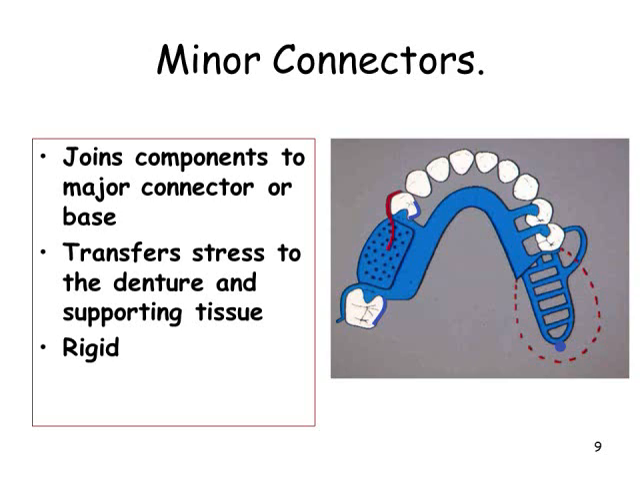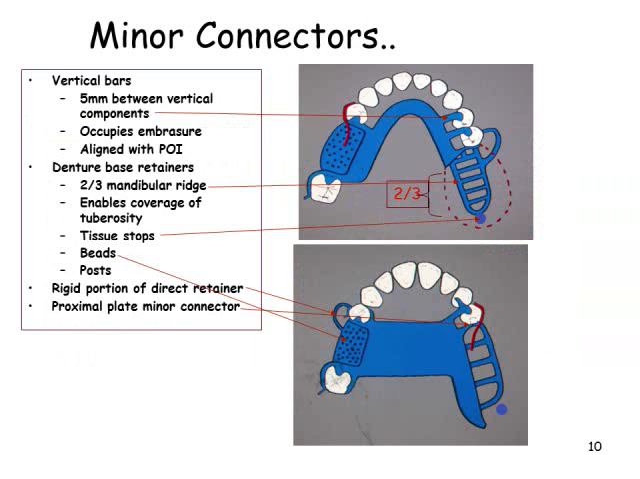Minor connectors. The minor connector joins the major connector with other parts of the denture. These components also serve to transfer functional stress to the abutment teeth and to transfer the effect of other stresses to other parts of the denture. Thus forces applied to one part of the denture are resisted by another.